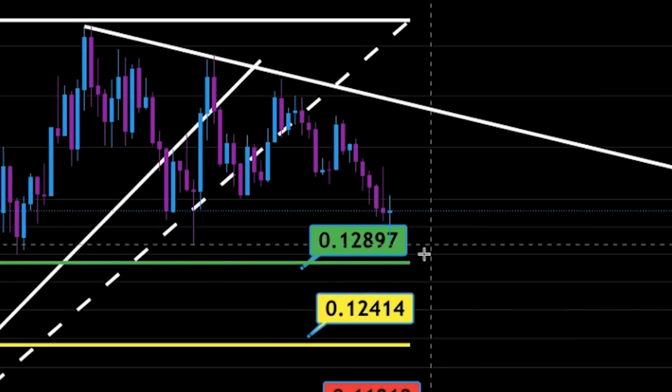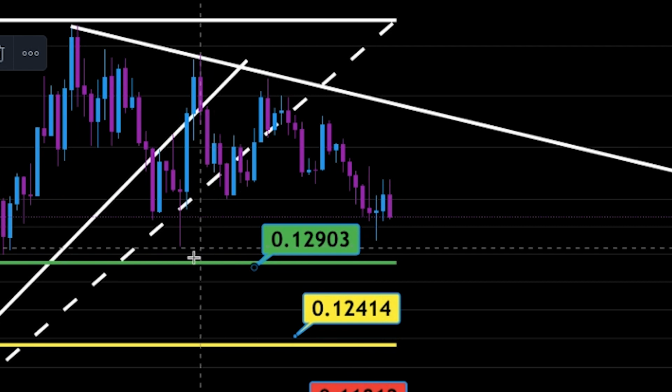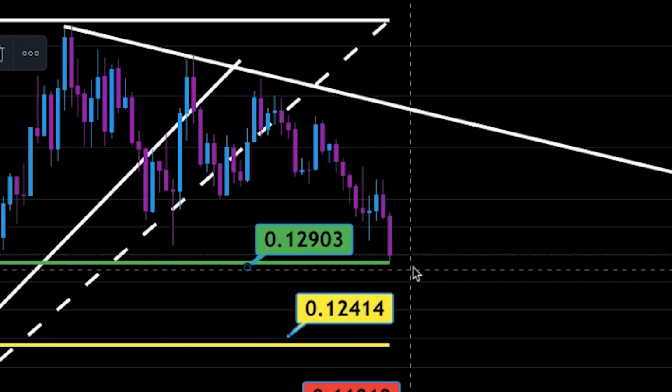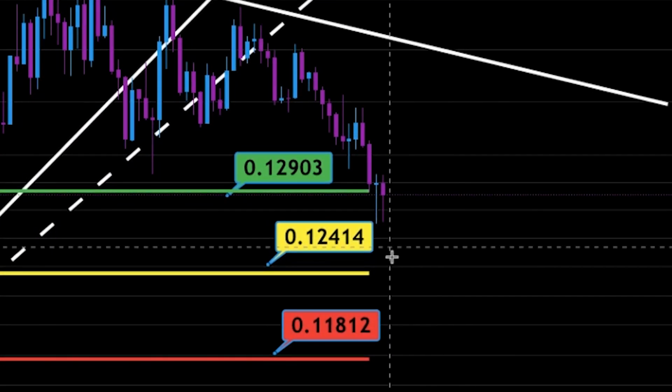And that's a perfect example, guys. Look at it wicking down here. See that? It was so close to hitting our target down here. And now it almost double bottomed right here. But look at, bang, like clockwork, guys. See how accurate this is?